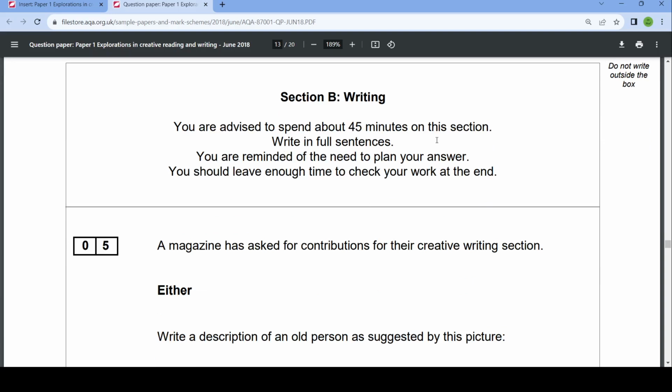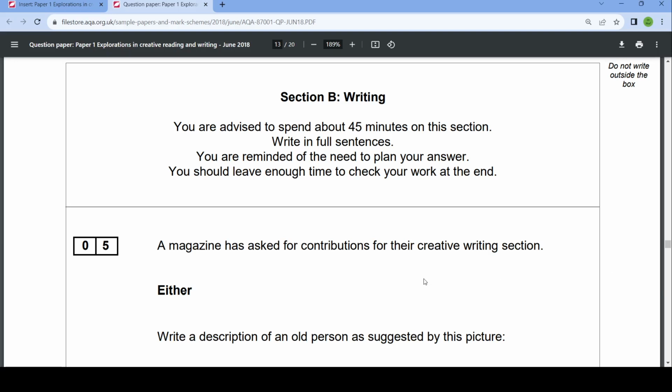Section B, writing. You are advised to spend about 45 minutes on this section. Write in full sentences. You are reminded of the need to plan your answer. You should leave enough time to check your work at the end. And then they'll start with this kind of a statement. A magazine has asked for contributions for their creative writing section.